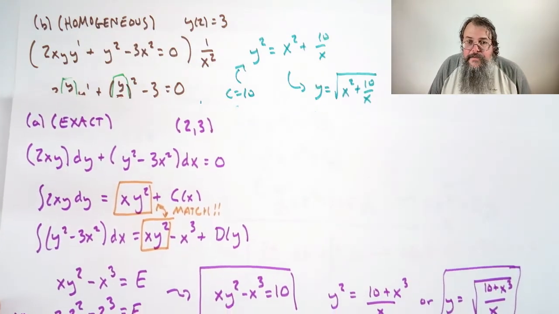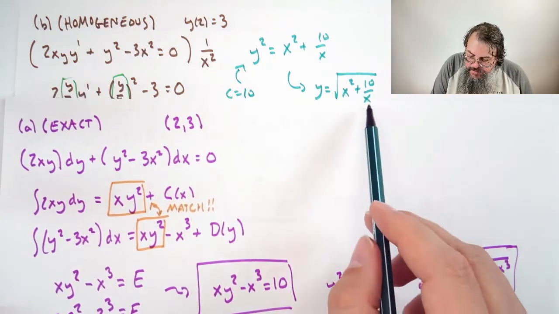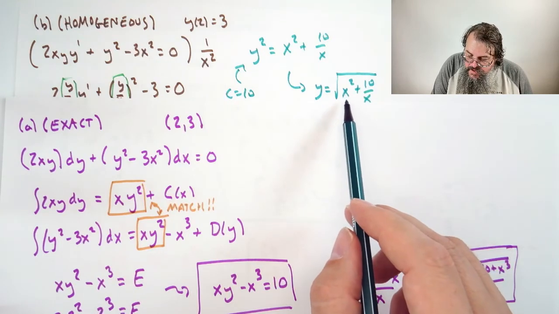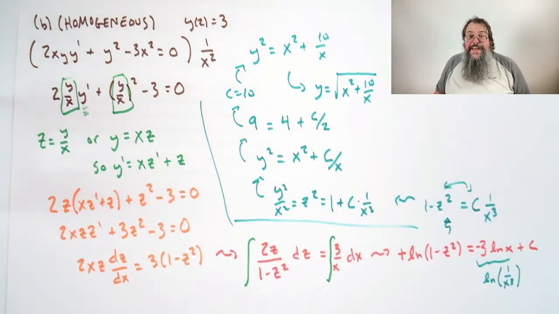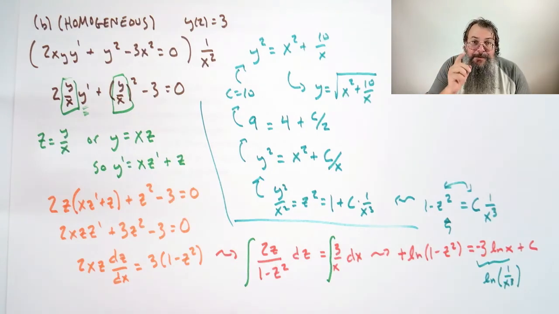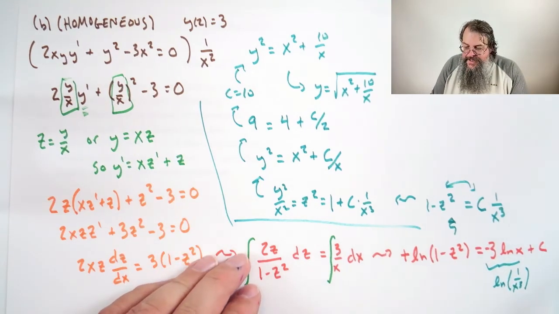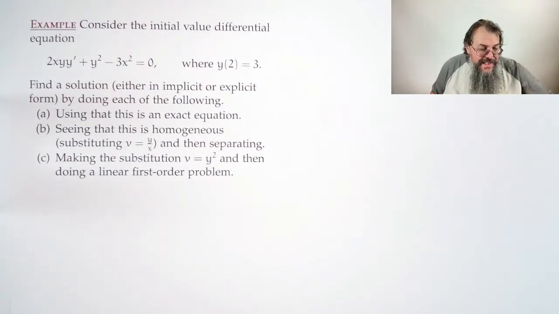Now they have a slightly different way of writing it, but see, if I put it over x, you get x cubed plus 10 over x. That's what we have, 10 plus x cubed over x. So we got the same answer. No surprises. Of course we're going to get the same answer. But one part left. The fun continues. Part C, our last part.